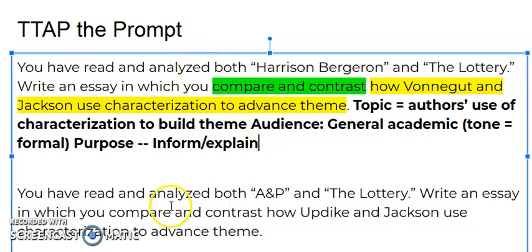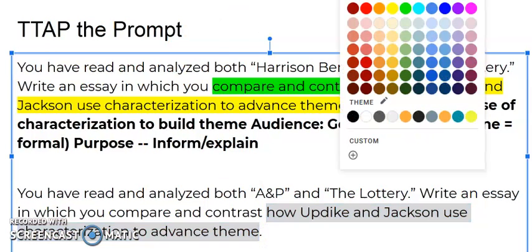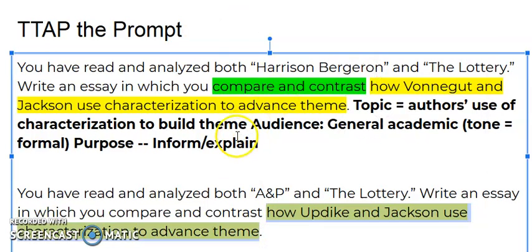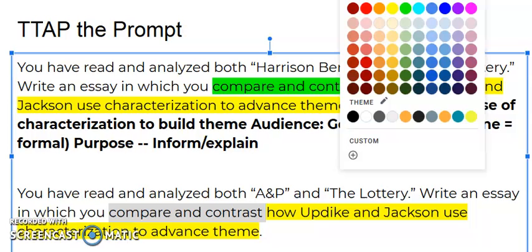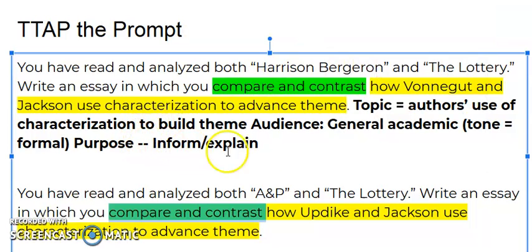If you are an 11th grader, you have the same prompt. You're simply using A and P instead of Harrison Bergeron. So you would unpack yours the same way. Again, you are writing about how Updike and Jackson use characterization to advance the theme. You would have the same topic. Your audience would remain the same. Your tone would remain the same. And your compare and contrast would be your clue to your purpose.